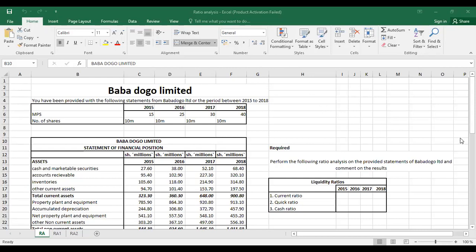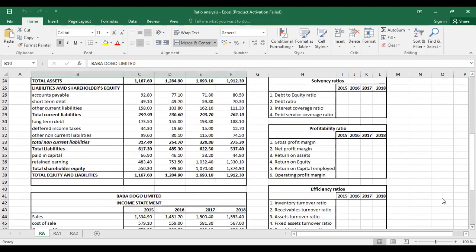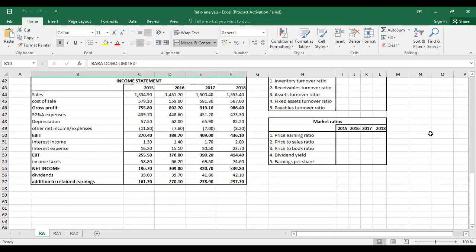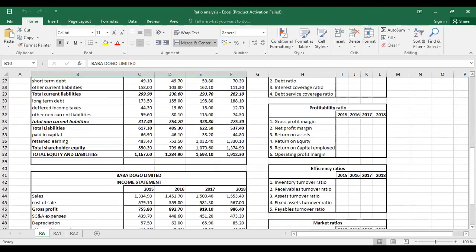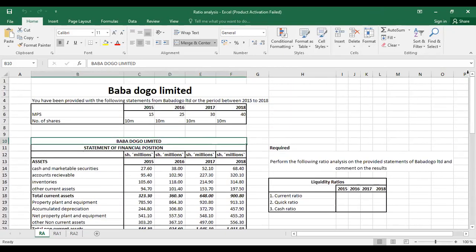So it comes combined with another question, but here for learning purposes, we'll just go through them all. It may come combined with another question because they will not ask you everything here. Maybe it will be just a few of them. So you've been provided with the following statements from Babadogo Limited for the period between 2015 and 2018.